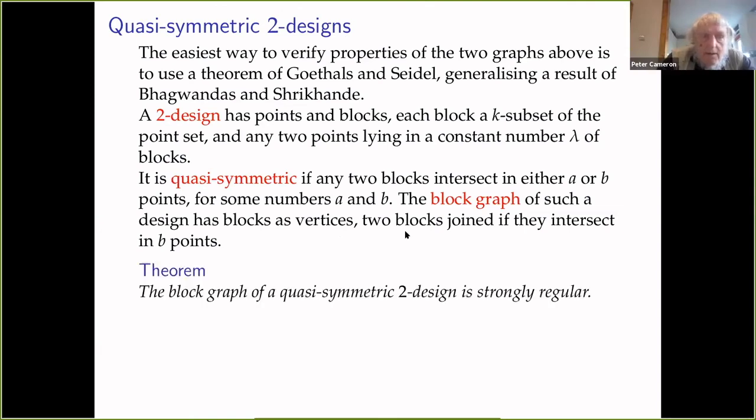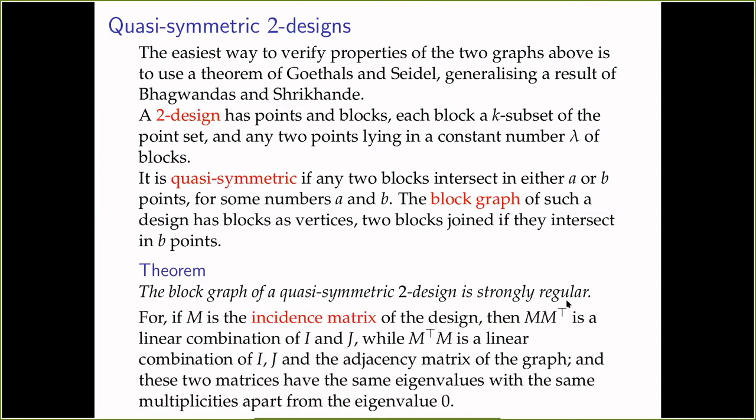And then there's a theorem of Goethals and Seidel that says that such a graph is strongly regular, and you prove that with a little bit of matrix theory, which is outlined here. You take the incidence matrix M of the design, so rows indexed by points, columns by blocks, and you put a 1 if the point lies in the block. Then M M transpose turns out to be a linear combination of I and J. M transpose M is a linear combination of I, J, and the adjacency matrix of the graph. And from linear algebra, we know that M M transpose and M transpose M have the same eigenvalues, the same multiplicities, apart from possibly the eigenvalue 0. And using that, you can calculate the eigenvalues of the adjacency matrix of the graph and show that it's strongly regular.